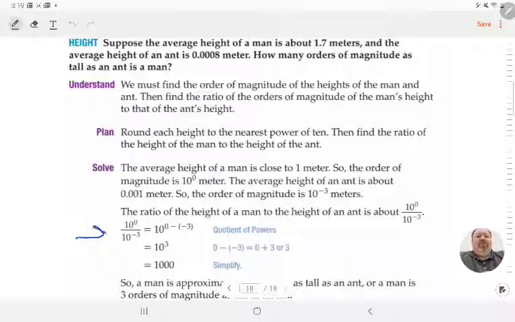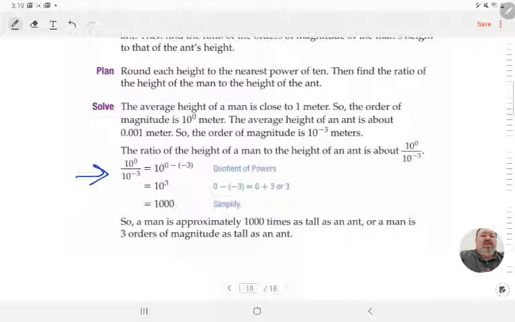And then we just set up a ratio, 10 to the 0 power over 10 to the negative 3 power, which would give me, when I do my reciprocal, 10 to the third power, or 1,000. So therefore, a man is approximately 1,000 times as tall as an ant, or a man is 3 orders of magnitude as tall as an ant. Okay?